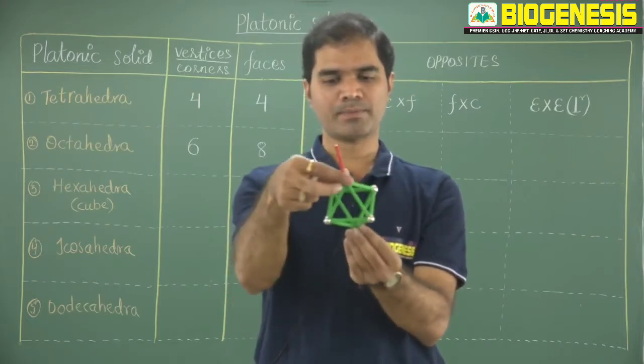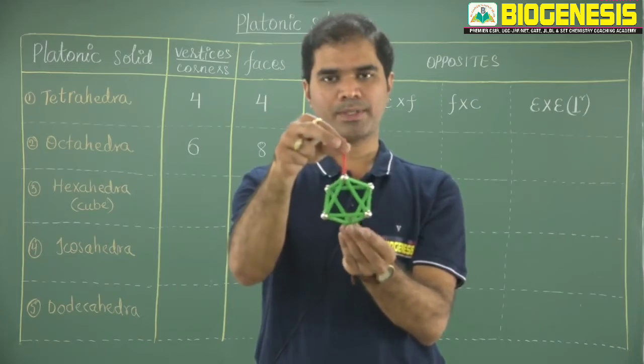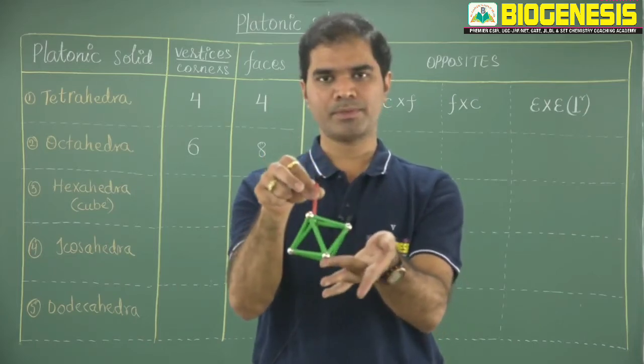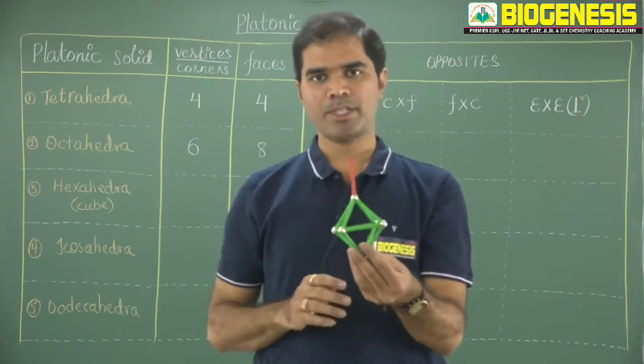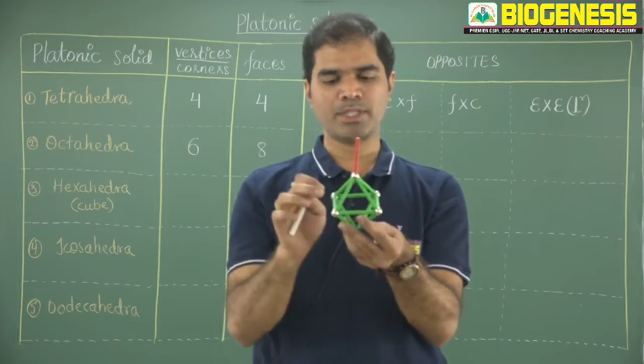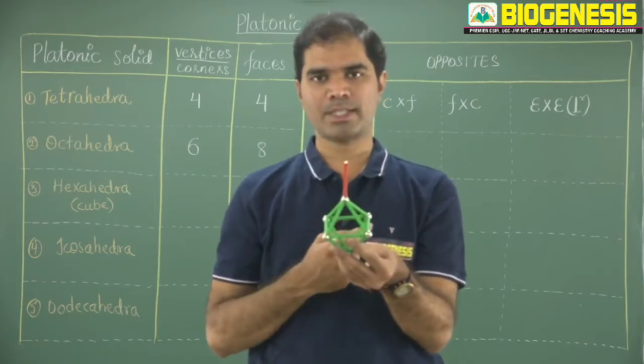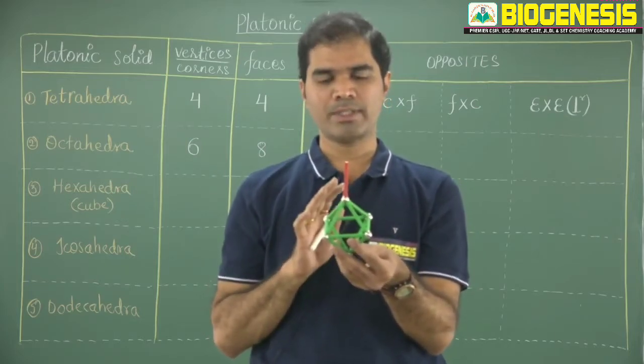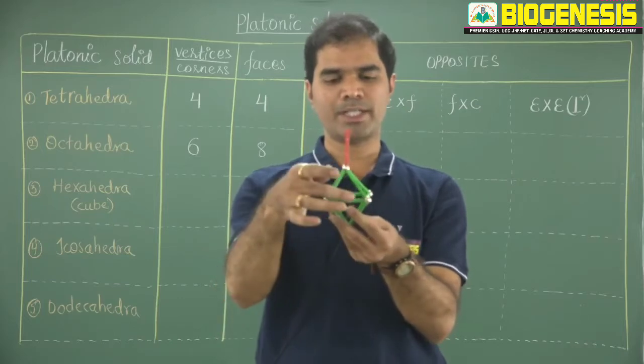You can check. Now we have also established what is the opposite of a face. For a triangular face, opposite is another triangular face which is staggered. So face to face, corner to corner, then come to the edges.